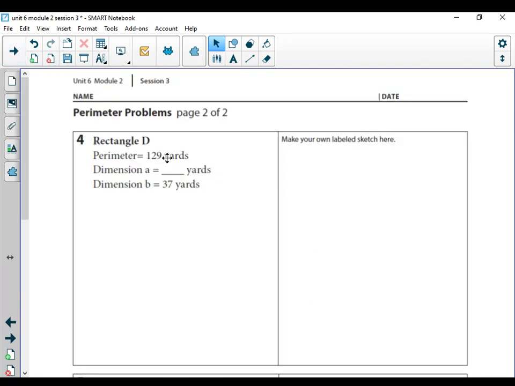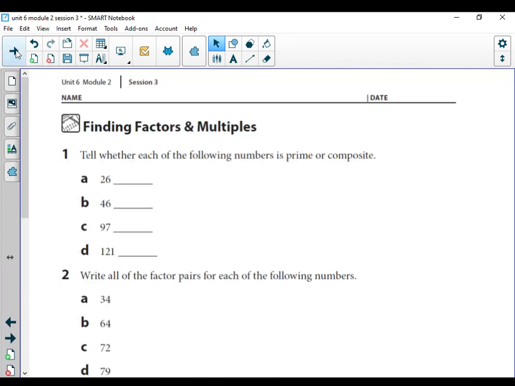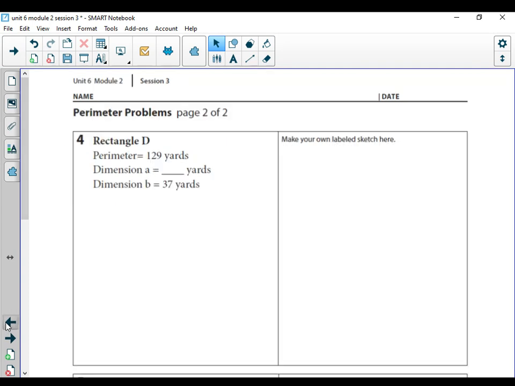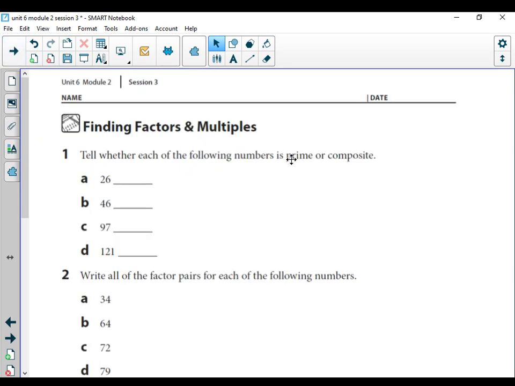Let's go to the next page. These are the problems I want you to work through. You're working through them on your own now. But it looks like they're all perimeter for the most part here. Oh, and then you get to work through finding factors and multiples. Remember, this is how we started the whole lesson. Really being able to define and remember what those factors and multiples are.